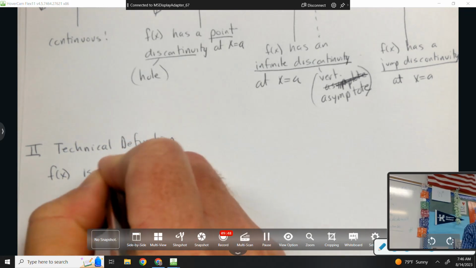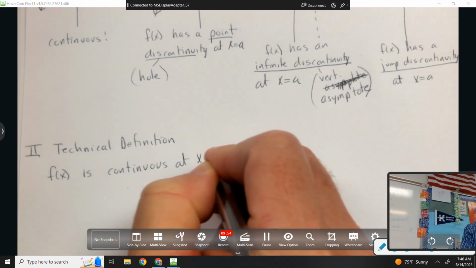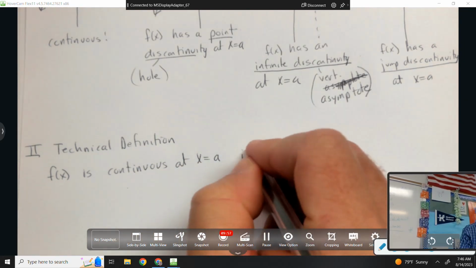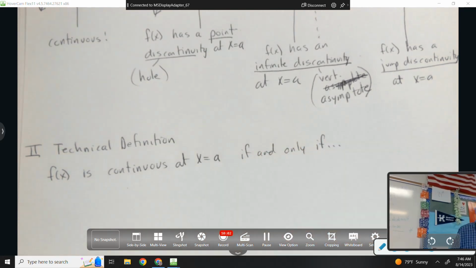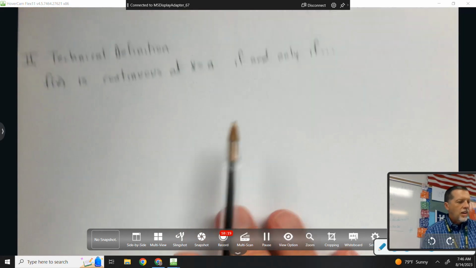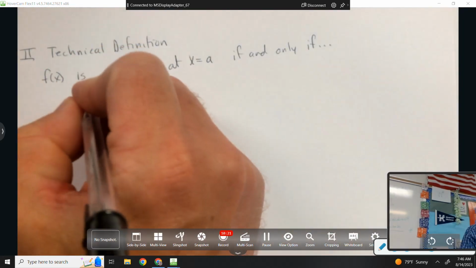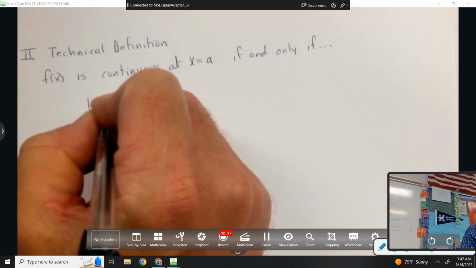f of x is continuous at x equals a if and only if, like a geometry definition statement you haven't seen in forever. If and only if means it's a definition, it's bidirectional, meaning if it's continuous, then this thing is true, and if this thing is true, then it's continuous. Now, this thing is a three-step equation. You'll need to know this and show this if I ask you to show continuity.